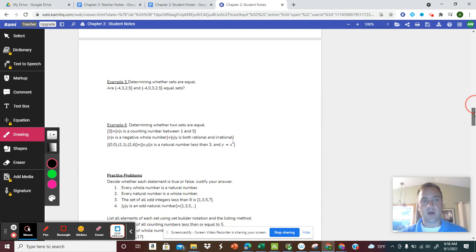So what we're going to do now is determine if these two sets are equal or not equal. In looking at this one, these sets are not equal because the second set contains 0 and the first set does not. So I'm going to write not equal, and I'm going to write a reason. 0 is in the second set.